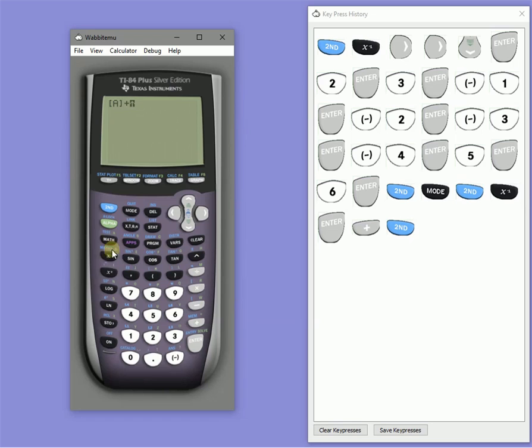So I'm going to go back to my matrix menu using second inverse. Go down to B and push enter.